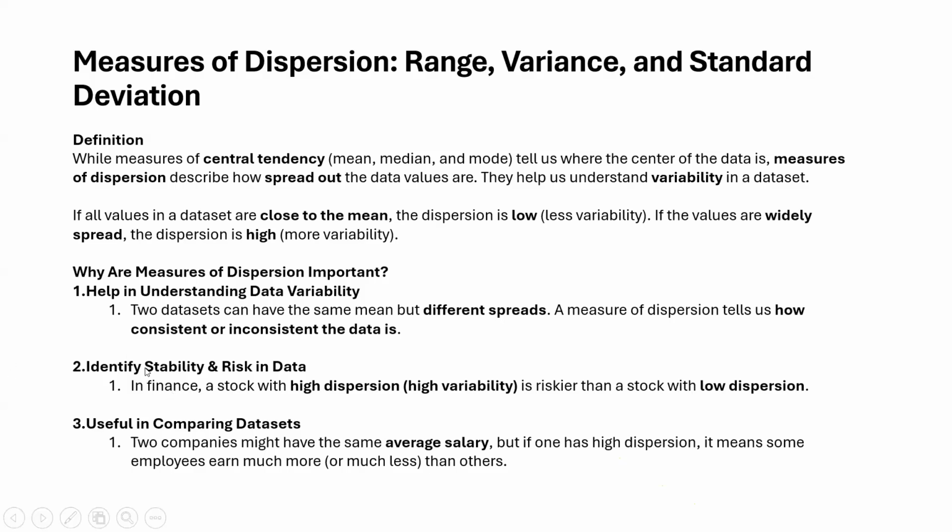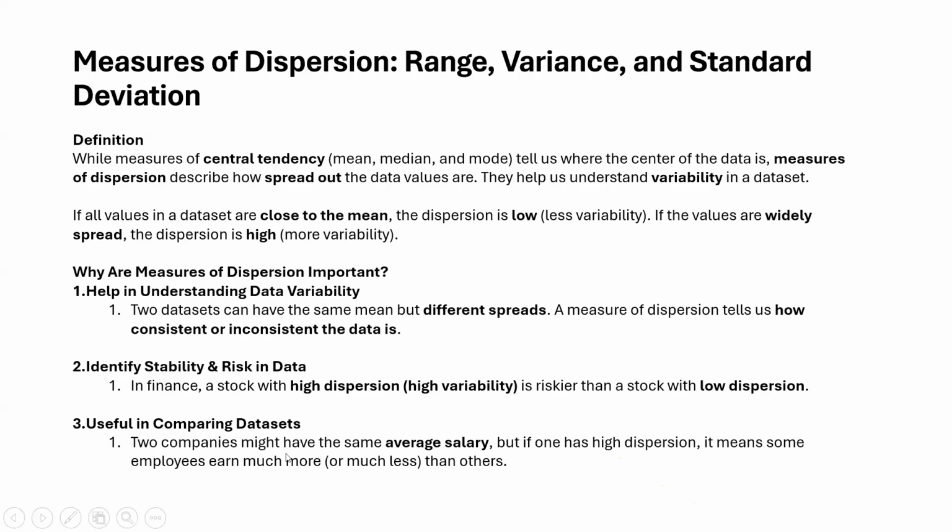It also helps us in identifying stability and risk in the data set. You can take the example of a stock. If it has very high dispersion, it's riskier than a low dispersion stock, because that one does not move much.